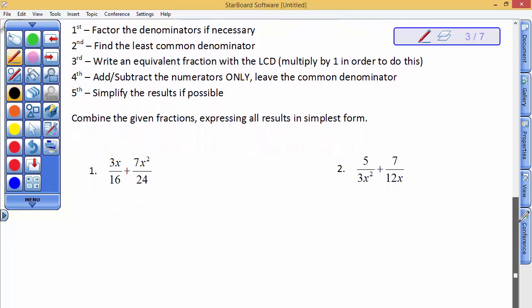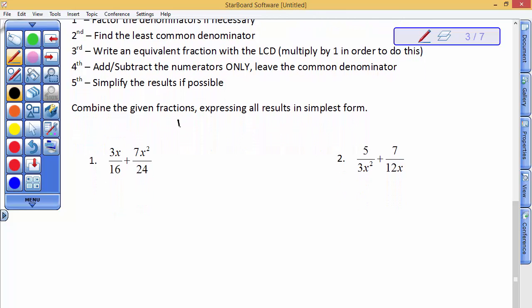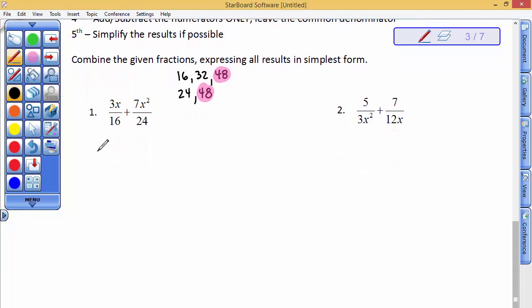So we already know that 16 and 24, let's see, multiples of 16 are 32, 48. Multiples of 24 are 24, 48. So the least common denominator between a 16 and a 24 is the number 48. So I'm going to very clearly specify. So the 3x over 16 needs to be multiplied by a 3 over 3 because the 48's in the third spot. So 16 times 1, 2, 3 will give you 48.